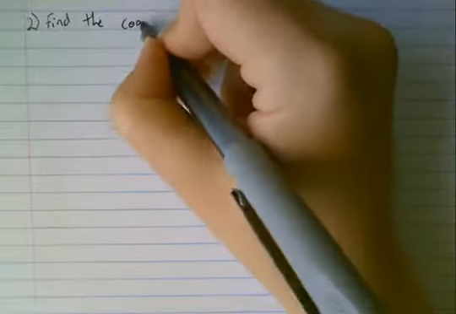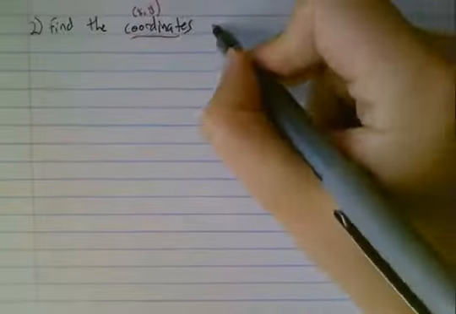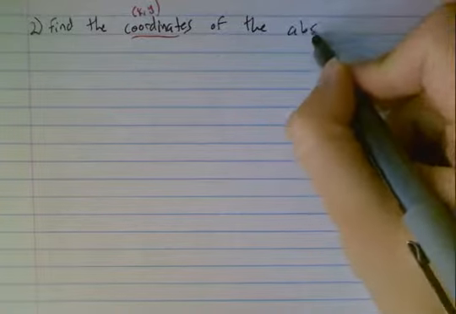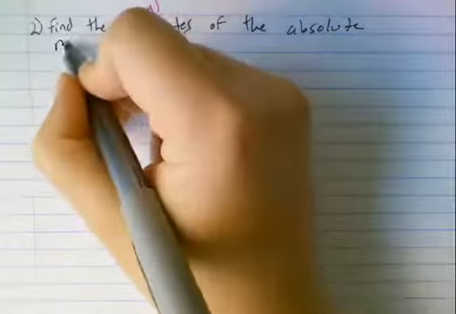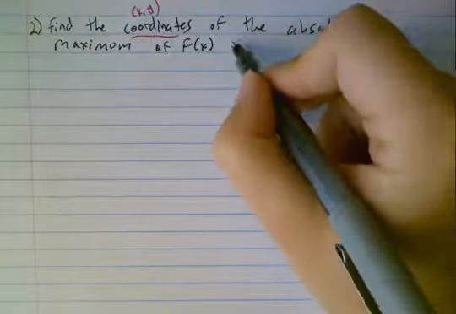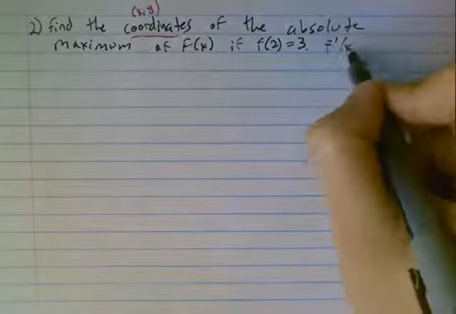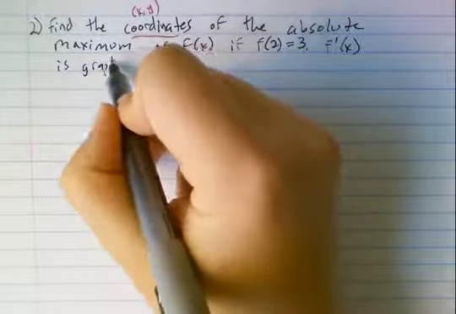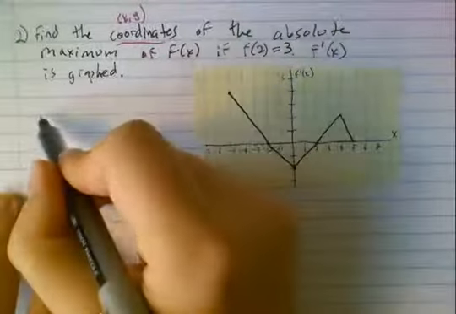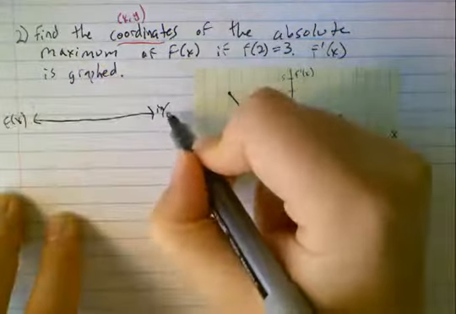Find the coordinates, so that's xy, of the absolute maximum of f of x if f of 2 equals 3. F prime of x is graphed. So maximum and f of x goes with the increasing decreasing line.